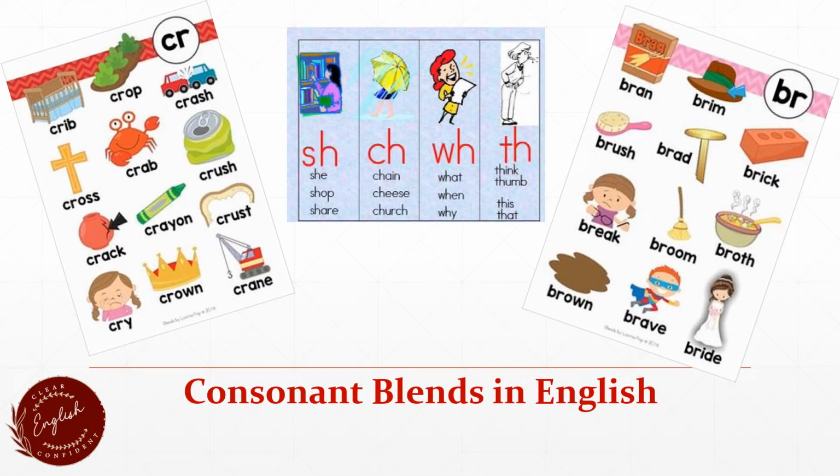Have you noticed that when two consonants are next to each other, sometimes they blend into one sound like sh or ch, and other times they make two sounds like dr or bl? Why is that? Let's find out.